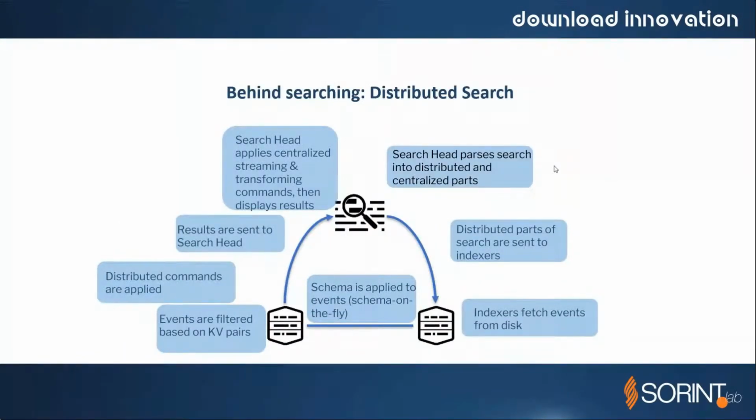This is how distributed search works. The search head parses the search into distributed and centralized parts. Distributed parts of the search are sent to the indexers. Then indexers fetch events from disk, and schema is applied to the events. Here, by schema on the fly, we mean that schema is discovered at query execution time. Events are then filtered based on key value pairs. Distributed commands are applied. Results are sent to the search head. And then the search head applies centralized streaming and transforming commands and then displays the result.